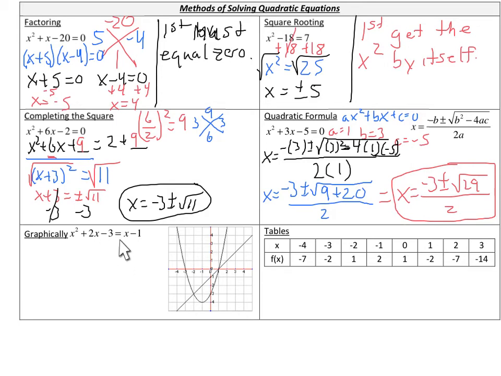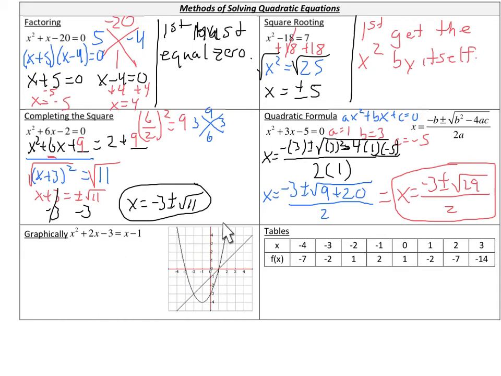This last way, solving by graphing, look carefully. If I wanted to solve this, could you use the quadratic formula, maybe complete the square, maybe factoring? Could I move these two over and get it equal to 0? But why? If we did it by graphing, watch how easy it is.